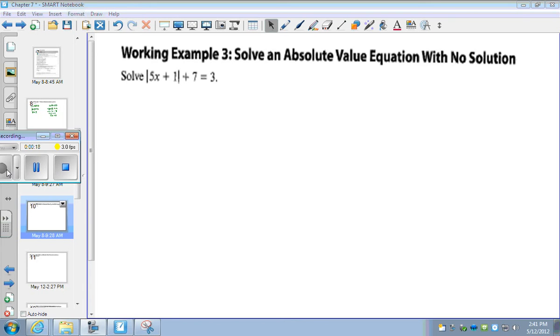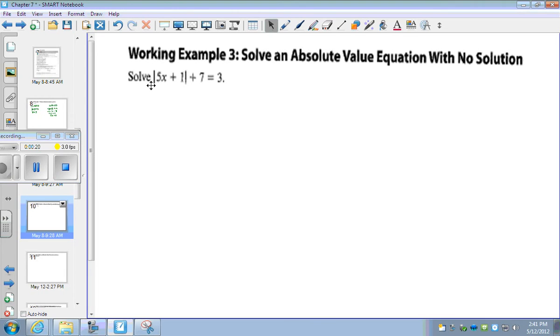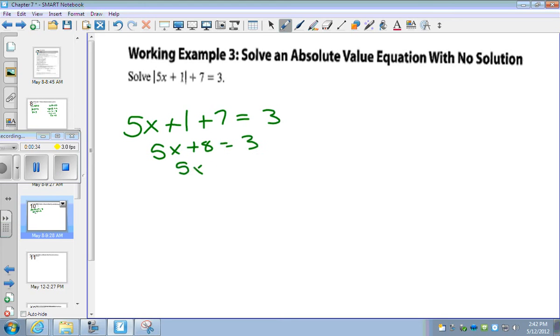So first of all, we take the case that what's inside the absolute value sign is actually positive. So we leave it as is. We're solving 5x plus 1 plus 7 is equal to 3. 5x plus 8 is equal to 3. 5x is equal to negative 5. x equals negative 1.